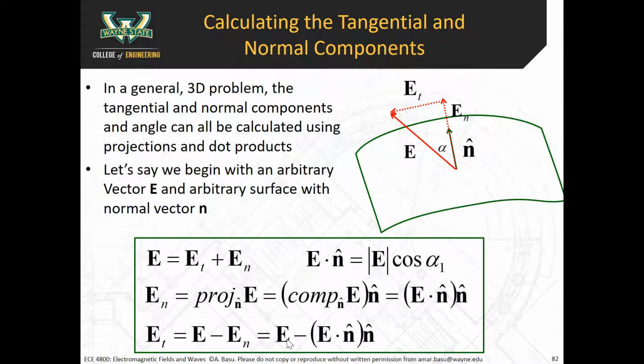So it's 2, 3, 4 minus 3, 3, 3. All right, so we figured out the normal and tangential components. The second step is to find the normal and tangential components of E2. So in other words, we want to find E2t and E2n.